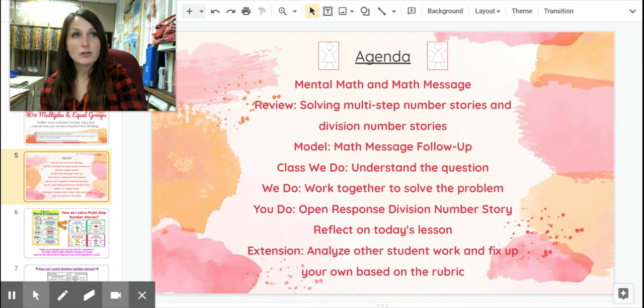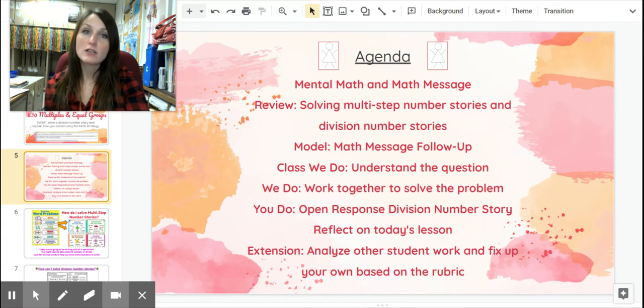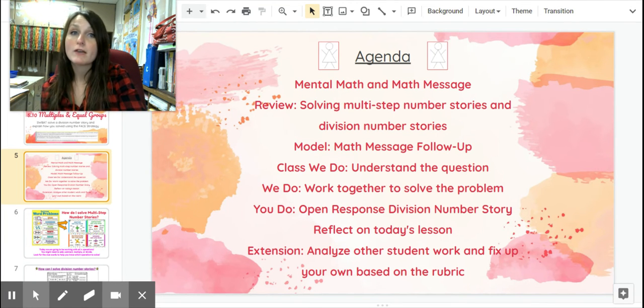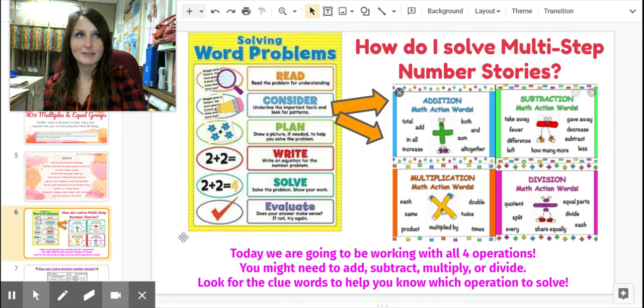We're going to work together to talk about how we're going to understand the question you guys are going to have to solve. Then we're going to talk about how we can solve it using different materials. Then you're going to go through and use the FACE strategy to actually explain what you did to solve the problem, and then reflect. And there's an extension for you to do if you would like at the end.